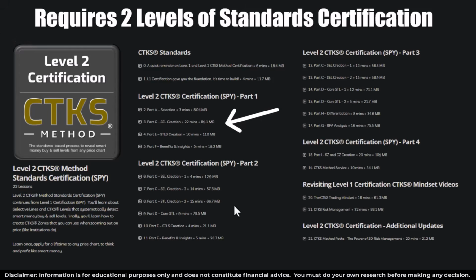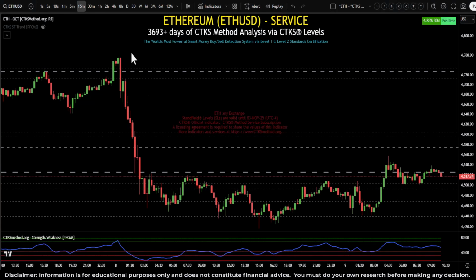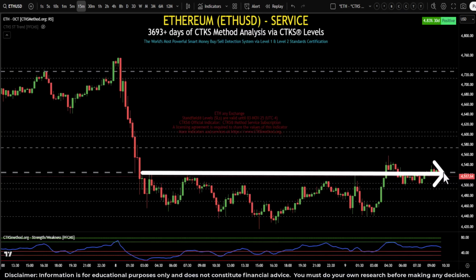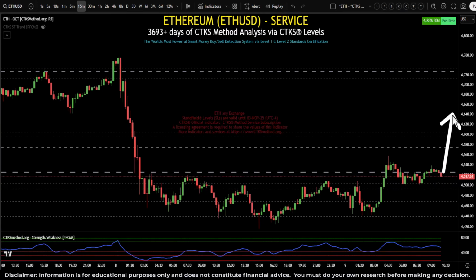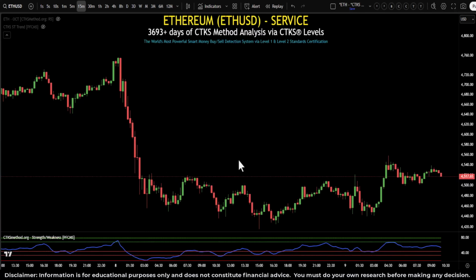Level 1 standard certification, and also level 2. All the magic happens in level 2, including those paths. Paths are structural. They are not random, they are not guesses, they're structure. To anybody certified into the CTKS method, they know that ETH must bypass this 45-25 level in order to regain any bullish momentum. Without an understanding of structure, people could just associate any specific random level and say it's the most important level of structure, in air quotes.